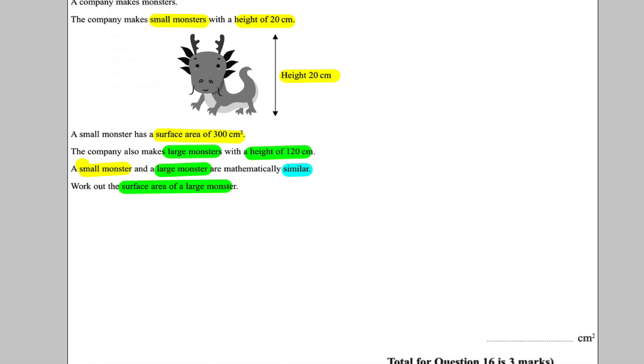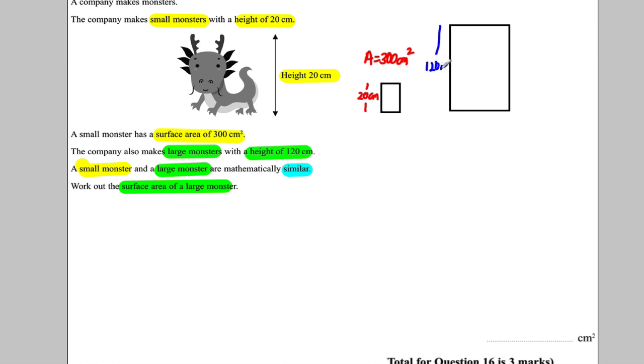What I would do if I was you is I'd draw a little picture just to represent this. Forget their picture. Let's draw a small monster. Let's draw a large monster. We're told from the question that the height of the small monster is 20 centimeters. And we're also told it's got an area of 300 centimeters squared. Okay, what else are we told? The large monsters have a height of 120 centimeters. And we're asked, actually, what is the area? That's the thing we want to find. Okay, so these are our small monsters. These are our large monsters.